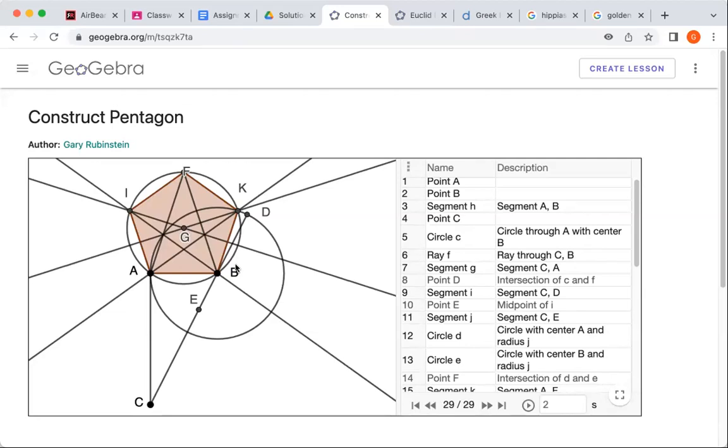Wouldn't it also be 1, because it's a regular pentagon? Because the goal of the construction was to make a regular pentagon. So if AB is 1, IF needs to be 1 also. Great. That's an example of a question I like.